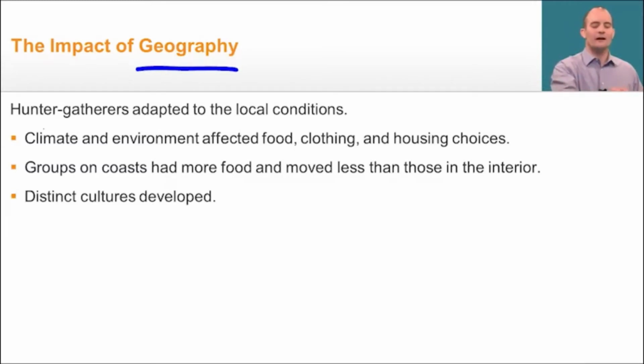And early hunter-gatherers would adapt to the local conditions in a number of ways. So one, the climate and environment affected the food they ate. Like we were talking about earlier, if mammoths lived in your area, you would perhaps hunt them. If they didn't, you obviously would not hunt them.